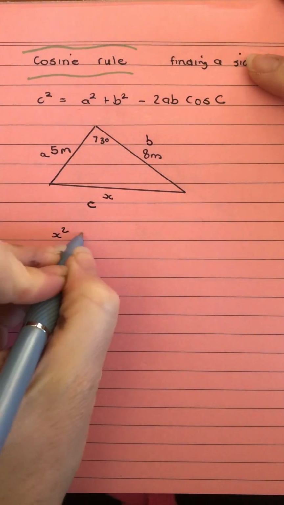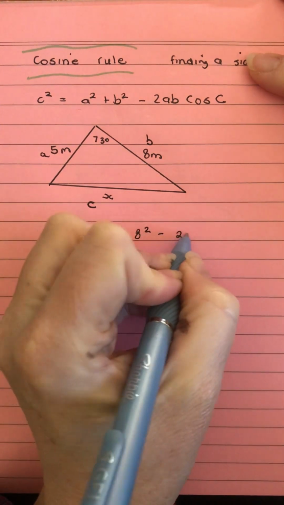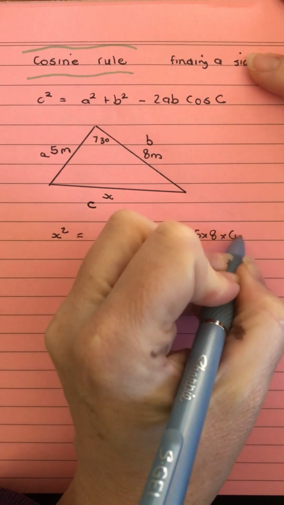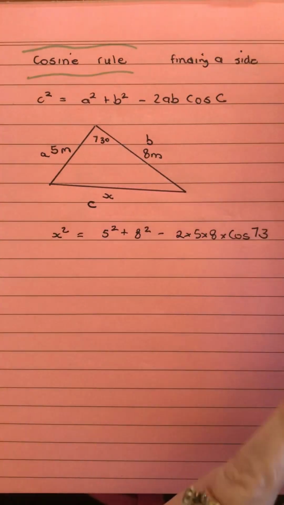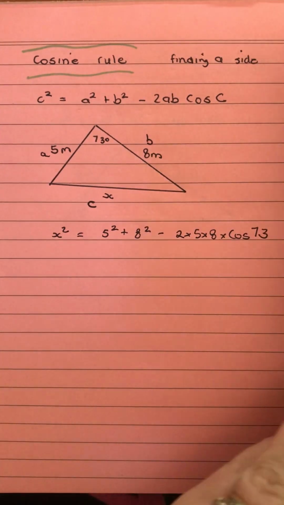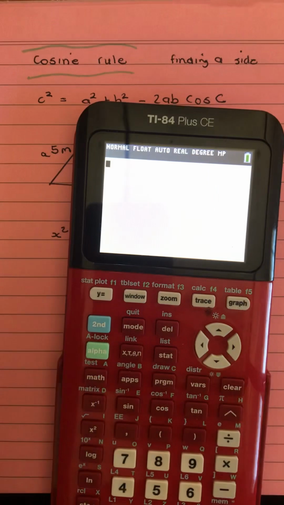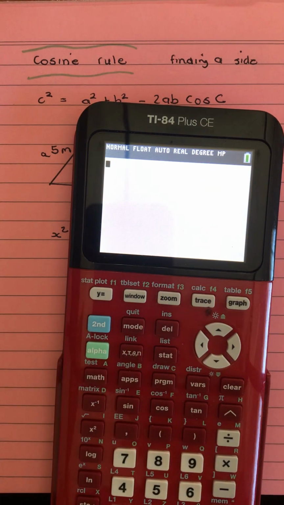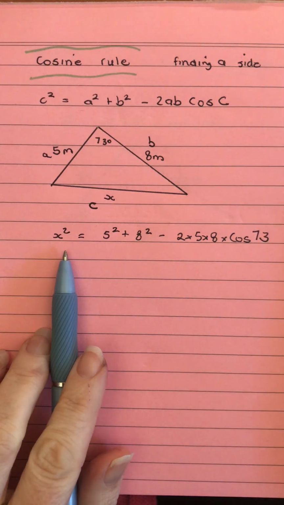So I've got x squared is equal to 5 squared plus 8 squared minus 2 times 5 times 8 times cos of 73. I'm then going to grab my calculator, always making sure that it is in degrees, not in radians, just in case it's been changed in your bag or something like that. It can come out of the mode by itself sometimes, so always double checking. On my TI-84 Plus, I can see I've got degrees up the top there. If you've got the green scientific calculator, it will also have a DEG at the top to tell you it's in degrees.